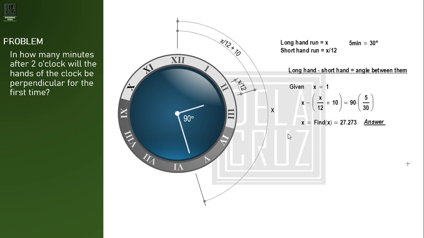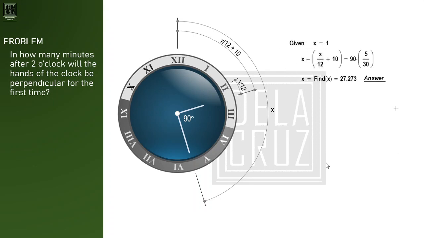Ayos. Again, yung tatandaan lang natin is ito. The difference between the longhand and the shorthand is equals to the angle between them. Okay? Pwede rin the difference between the shorthand minus the longhand is the angle between them. Okay? Para mas maging klaro, let's try another example. Let me just scroll this up. Then let's have another example.